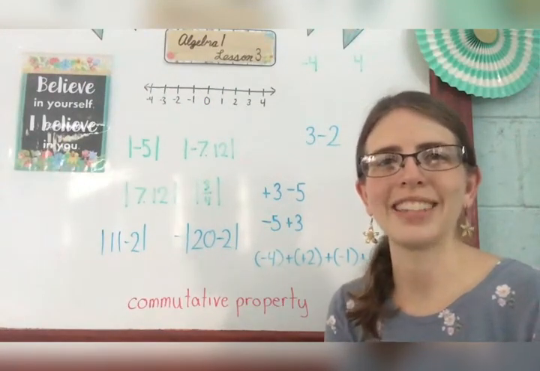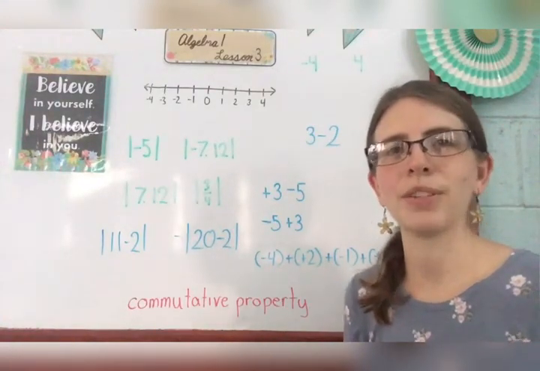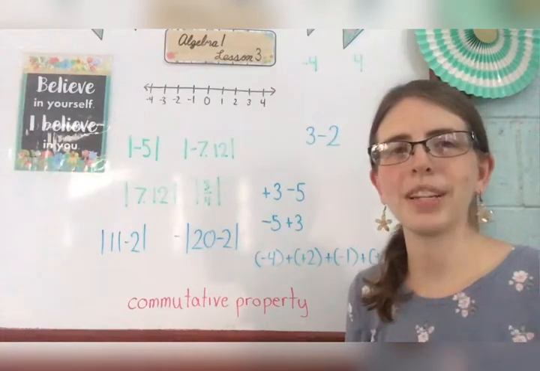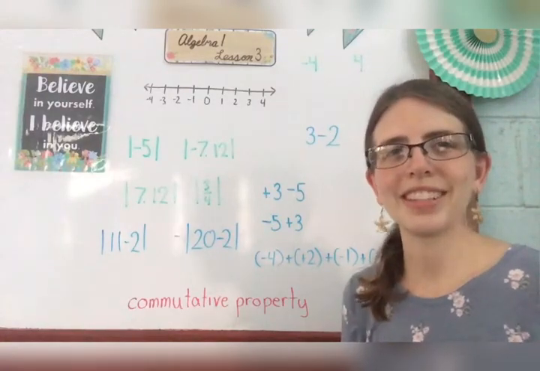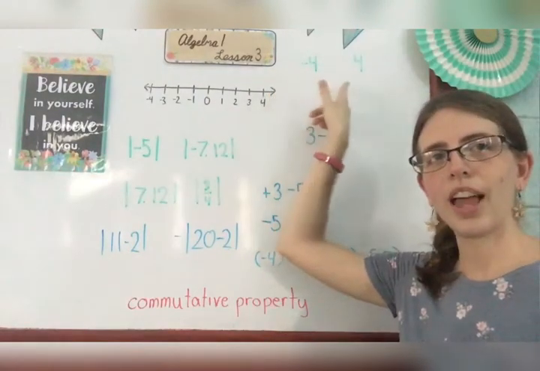We are starting Lesson 3. We are adding signed numbers as well as looking at absolute value. So two pretty simple, fun concepts. Let's get started. All right, here I have the number -4 and +4.